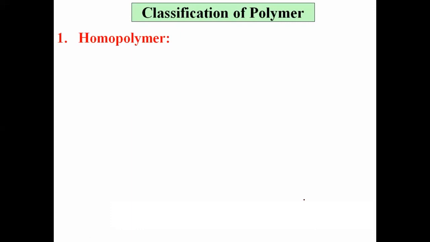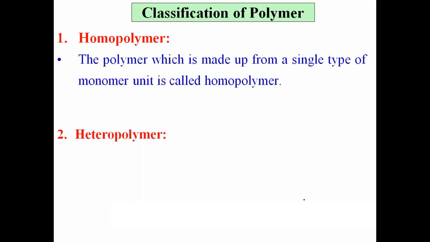On that basis, there are two types of polymer, homopolymer and heteropolymer. Let us see one by one. The polymer which is made up from a single type of monomer unit, means during the preparation of polymer, if we are using a single type of monomer, then that polymer is called homopolymer. Example, polythene. This is the example of homopolymer.